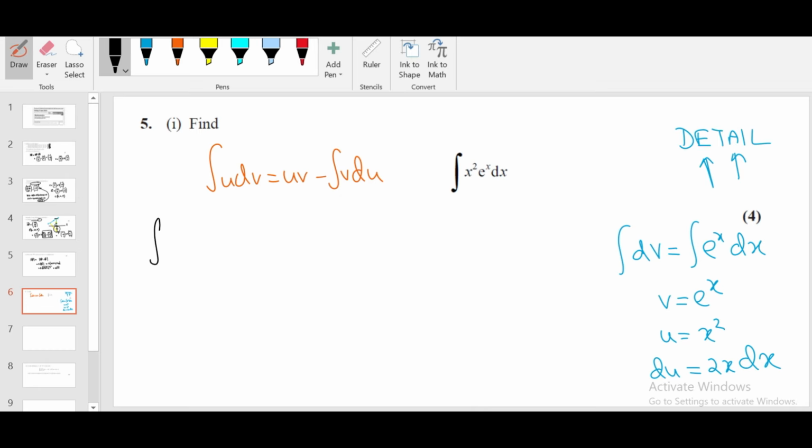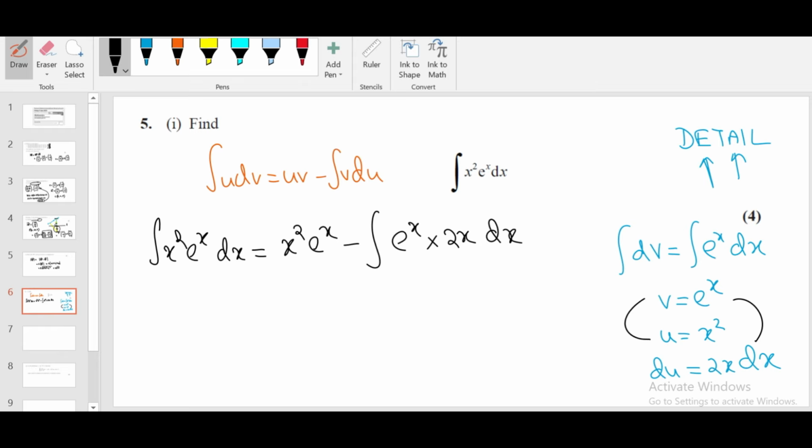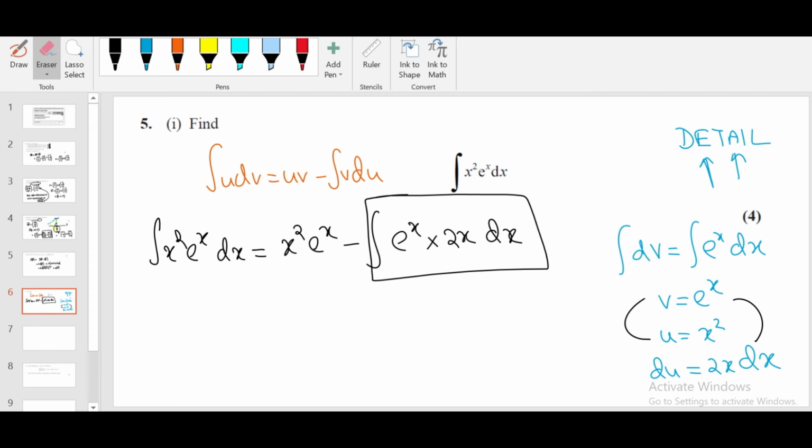u dv is the original function. Integral of x square e power x dx is equal to uv, x square e power x, minus integral v du, e power x times 2x dx. Now we are going to apply integration by parts here again one more time. So this time dv is the same, u is just 2x, the rest all same. So du by dx is 2, du is going to be 2 dx.